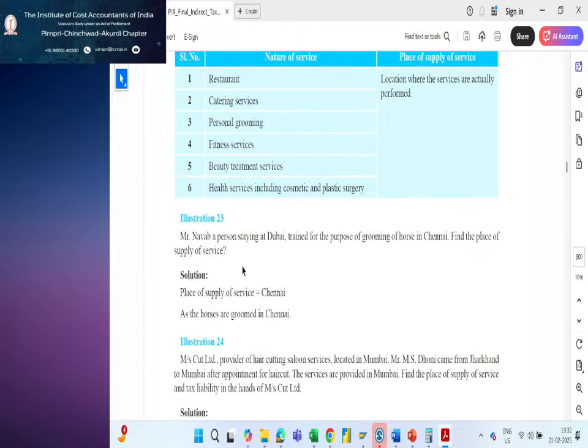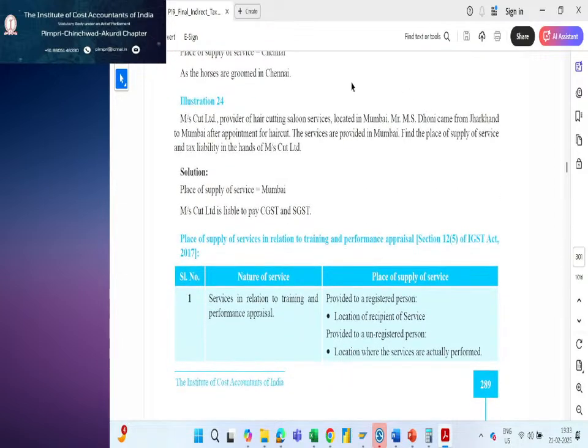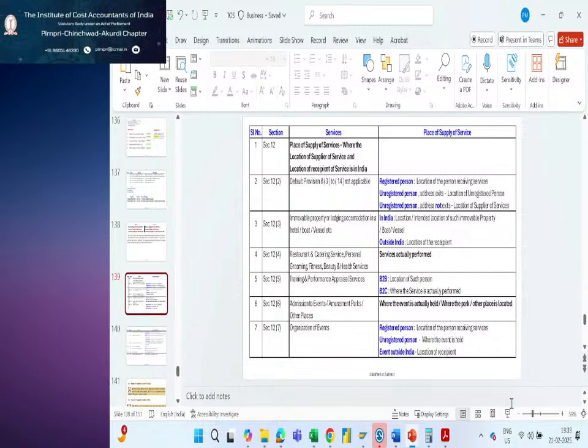Mr. Nawab, a person staying at Dubai, travelled for the purpose of grooming of cars in Chennai. In that case, the place of supply of services is Chennai, because the section says where the services are actually performed. So then we are into section 12 subsection 5.